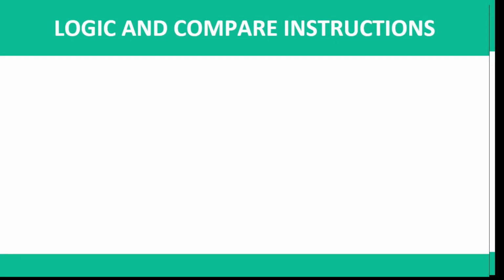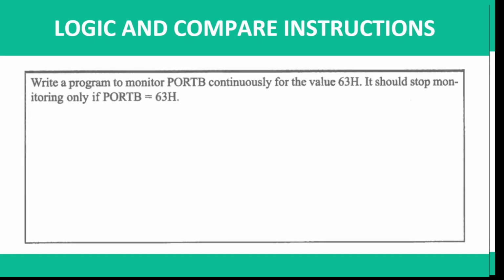So we have here an example using those branch instructions. The example is to write a program to monitor port B continuously for the value of 63H. It should stop monitoring only if port B is equal to 63H. When it sees 63H, it will stop. But otherwise, if it has not seen it yet, it continues to monitor.